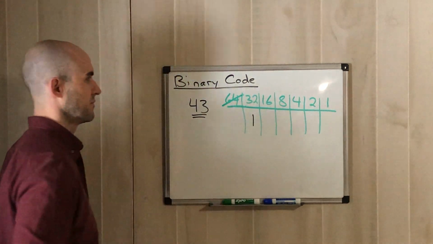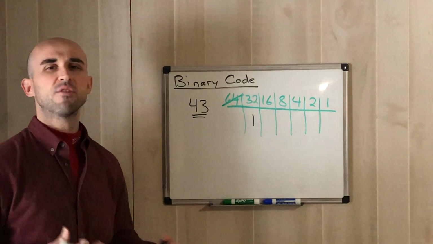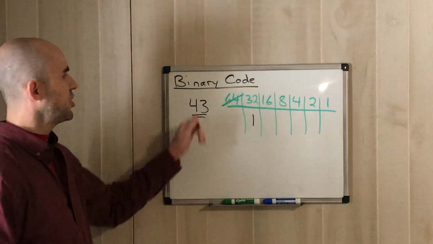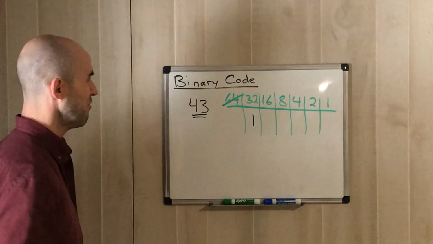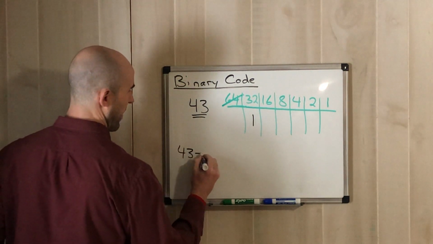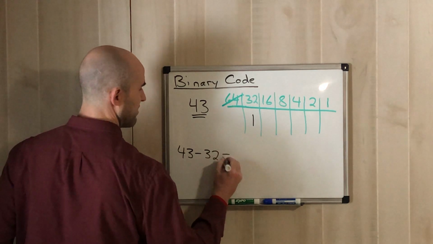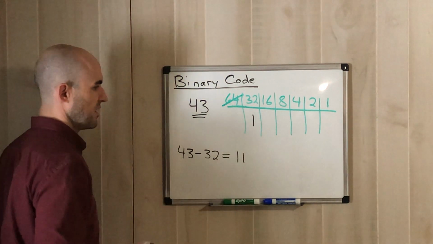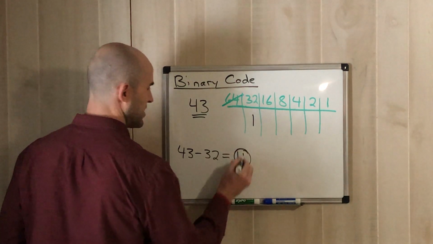So automatically, now you've got to start thinking, from 32 to 43, what's left over, right? And if I'm thinking to myself, what's left over, we can do 43 minus 32, which gives us 11, right? So we have an 11 right now. This is what's left over.